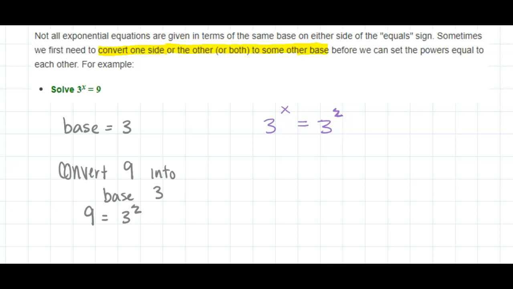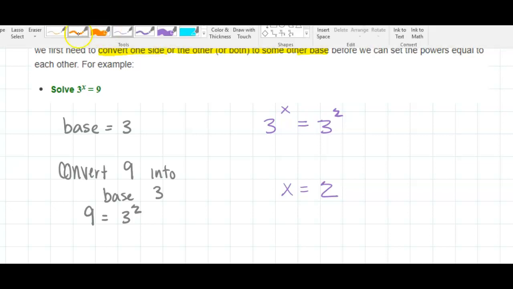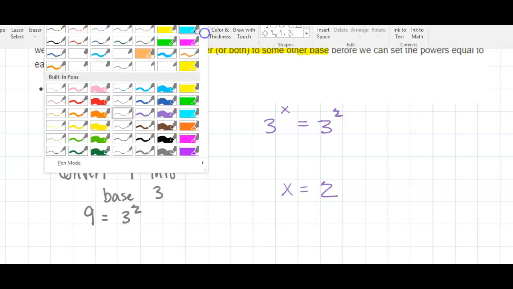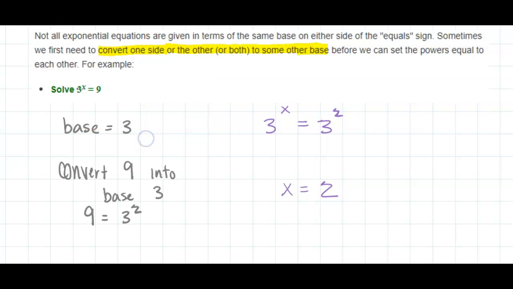Now I have the same base, so I'm going to set the exponents equal to each other and solve. It's already solved for x. So this is true when x equals 2, and this is an easy one to check, because if I sub 2 in for x, 3 squared is in fact 9.